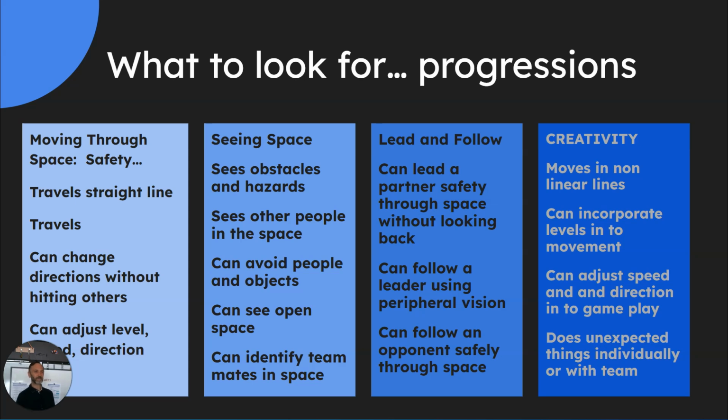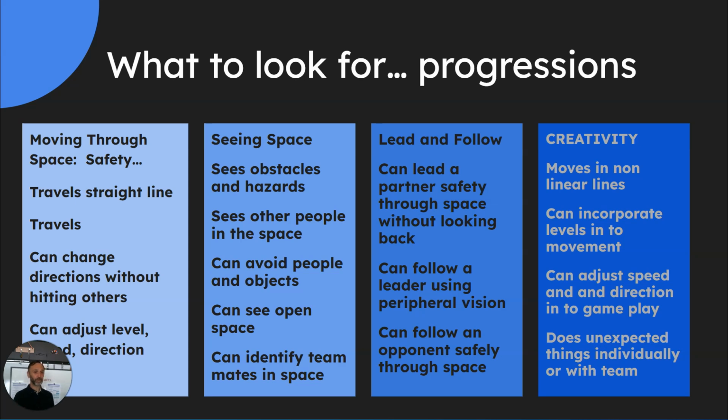The next one is seeing space. Can we see obstacles and hazards? Do we see other people in the space? Like in the first one, if I need to change direction, can I actually look out of the peripheral vision to make sure there's no one on my left before I turn that way? Right? The biggest injuries that often happen in the gym, the one that I see the most, is actually kids slipping on water. The other one is collisions. And so if we take our time building this, you can really limit those kinds of injuries in your gym.